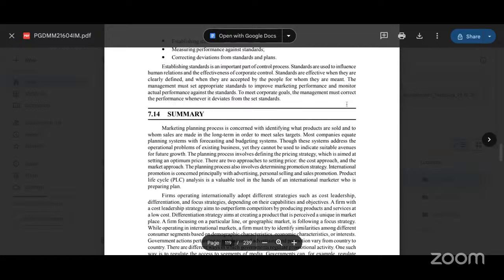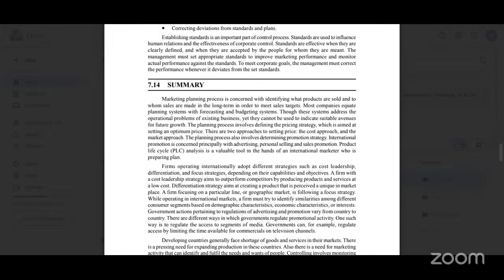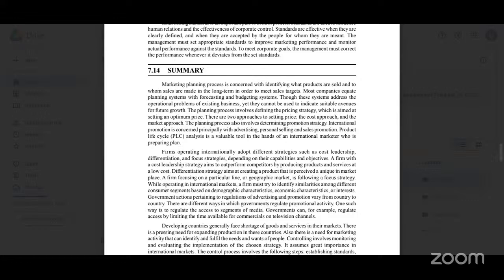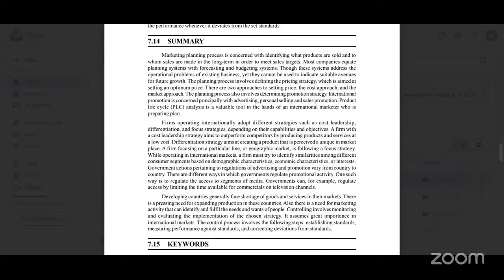So, finally, in terms of the summary, what we have covered so far is the marketing planning process, and it concerns identifying what products are sold and to whom sales are made, in the long run. What is the very purpose of this marketing planning? To meet certain sales targets. And while these marketing plans are in existence, they are differentiated from forecasting and budgeting systems. Forecasting and budgeting systems help address the operational problems of an existing business, but they cannot be used to indicate suitable avenues for future growth.